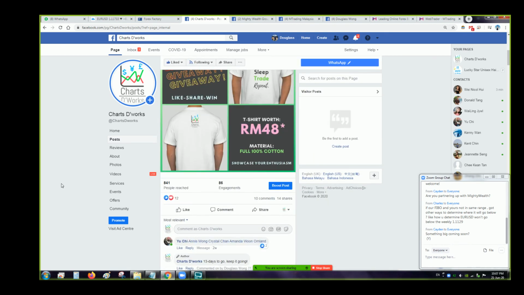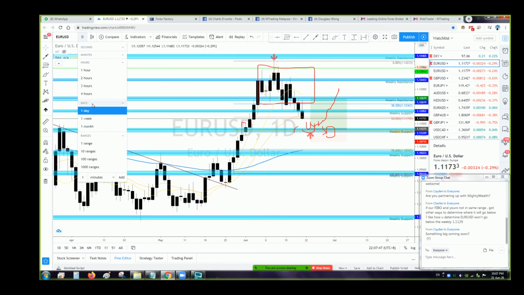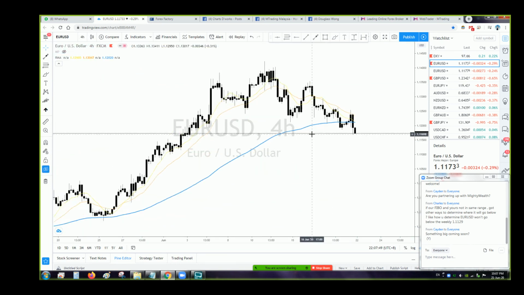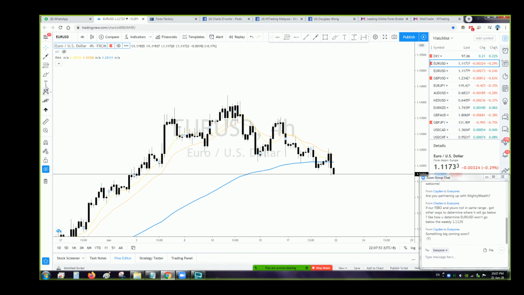And next is Charles again. If our Fibo and yours are not in the same range, is there another way to determine where it will go below? Like how do you determine EUR/USD won't go below the weekly 1.12? Actually, this is a very subjective question. Let me show you the fib level. A lot of traders have different ways to draw it.